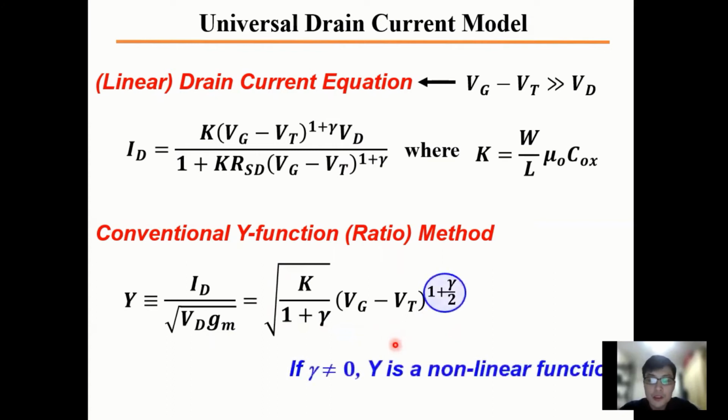So it is important to note that if gamma is not equal to 0, then basically the Y function is not a linear function. For parameter extraction, we always prefer a linear function because we can do a simple linear regression to extract the parameters that we are looking for.